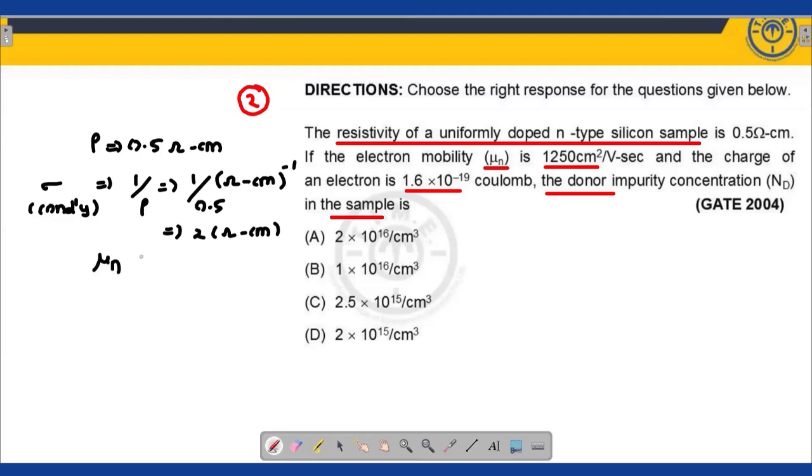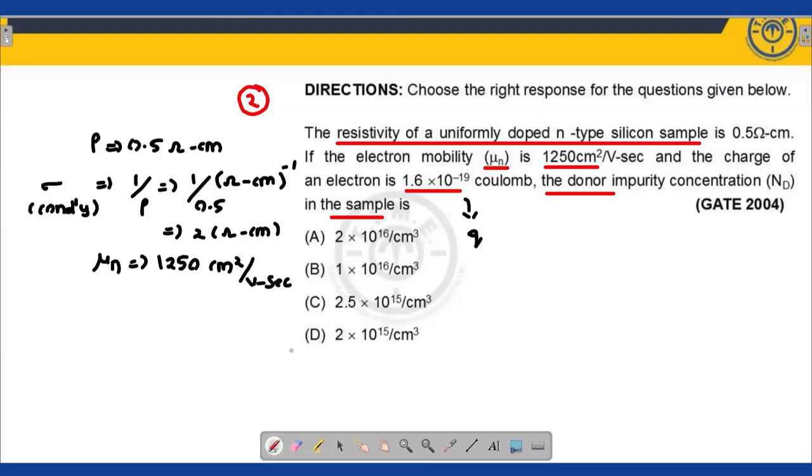So mu n is equal to 1250 centimeter square per volt second. He has given the electron mobility; n means the electron mobility, my dear friends. And he has given the charge of the electron, which is indicated by the letter Q.